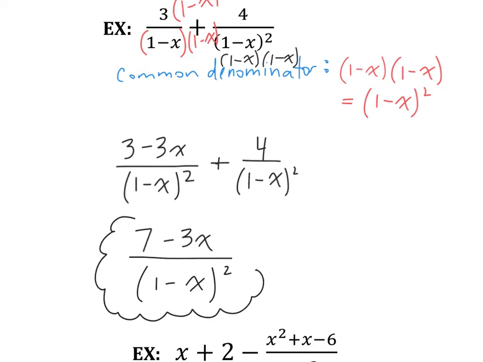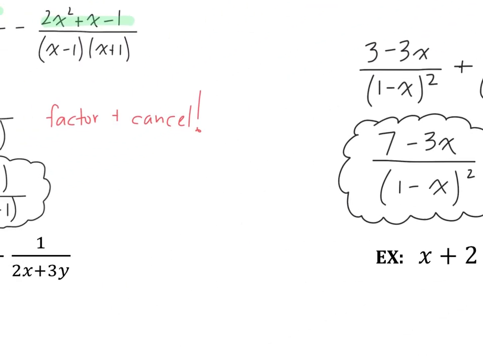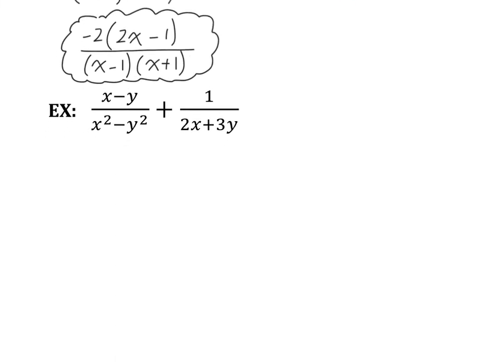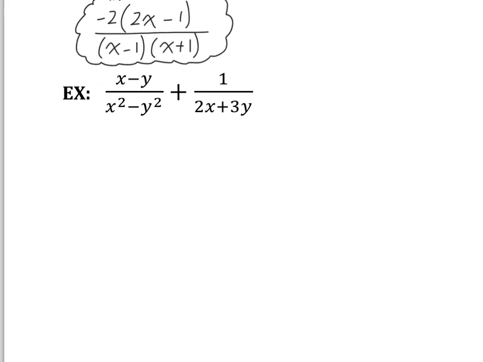7 minus 3x doesn't factor any further. 7 minus 3x also doesn't cancel with 1 minus x quantity squared, so that's as good as we can get. Now moving on to this next example, I want you guys to try this one on your own.